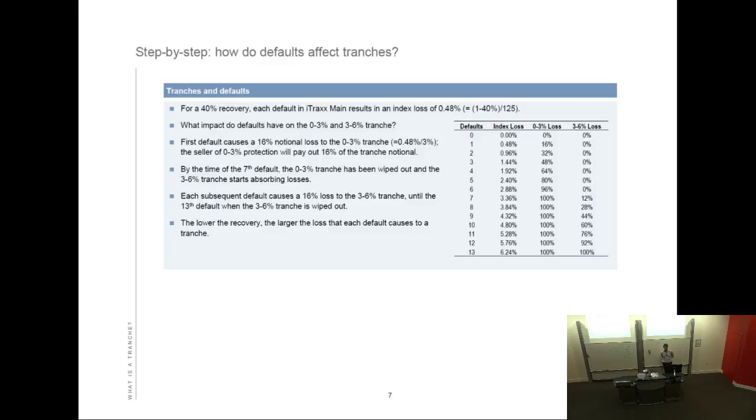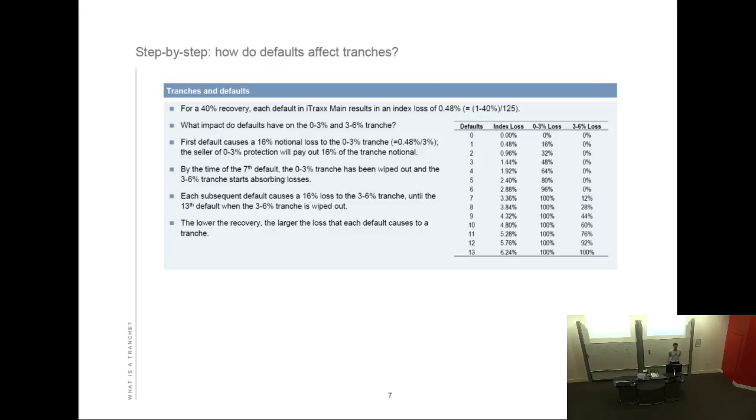The first default causes 60% loss, which on the index equates to 0.48%, right? As we saw before, because there's 125 names. Now, 0.48% of index loss for the equity tranche actually means 16% of loss. Why? Because the equity tranche is fully wiped out after 3% of the index is lost. So 0.48 is almost a sixth of that, right? 0.48 divided by 3% gives you these 16%.